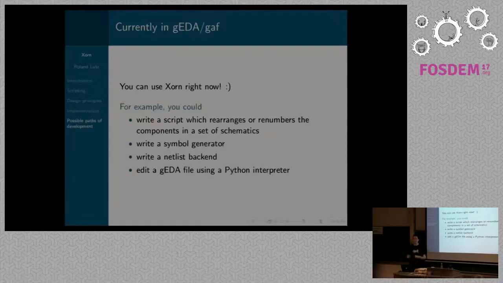So if you're using gEDA, you can use Xorn right now, for example, for writing scripts which manipulate schematics, or writing a netlist backend. The most important restriction on this is gschem does not use the new libraries yet. So you can't manipulate the objects loaded into the editor. But you could, in theory, use a Python interpreter to edit a schematic file, while gschem doesn't see what you're doing.